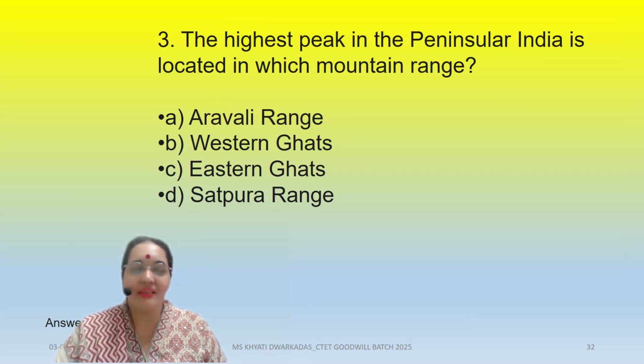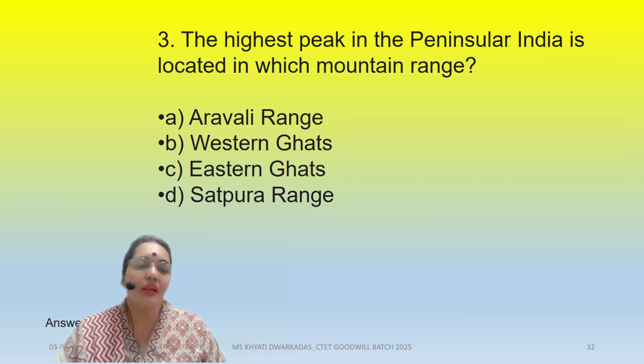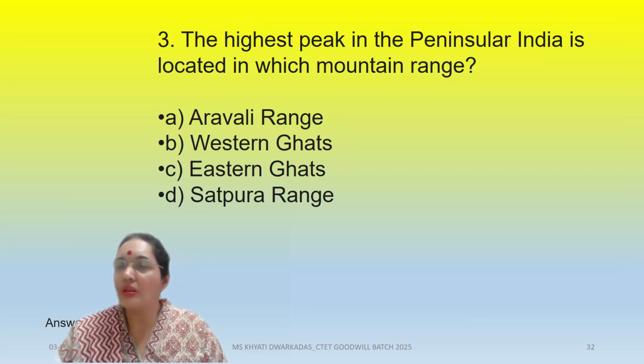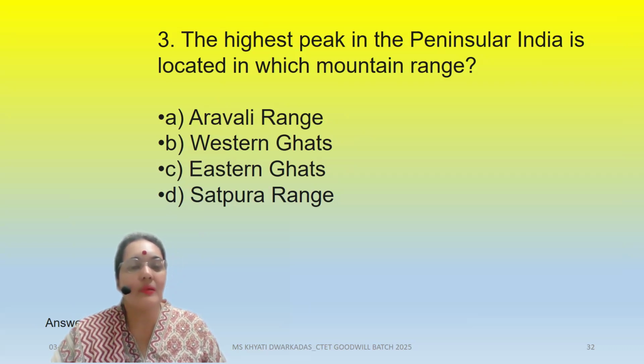Aravallis, Western Ghats, Eastern Ghats, Satpuras. Read the question carefully. Highest peak in peninsular India is located in which mountain range? And the answer is Western Ghats. Aravallis we will not consider down in peninsular India. They would go in the central highlands. Though they are not a Himalayan range, so they are considered as peninsular mountains, but they don't come there. Western Ghats would have the highest peak as Anaimudi.